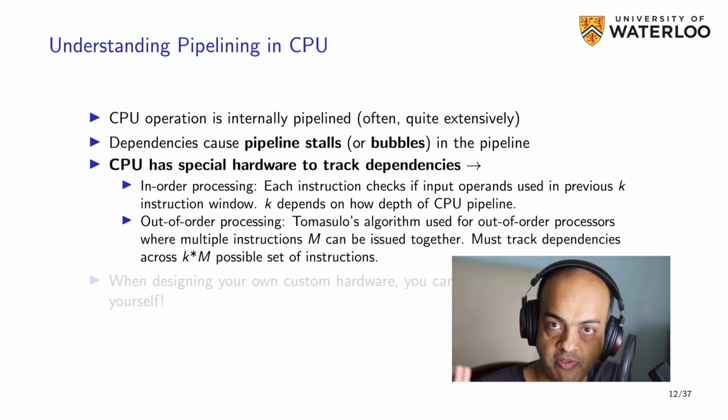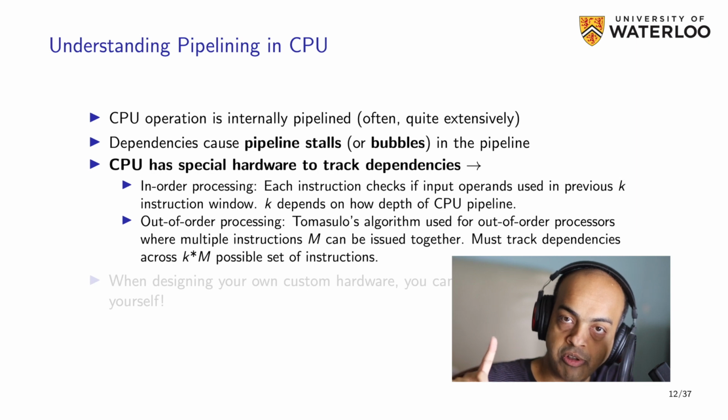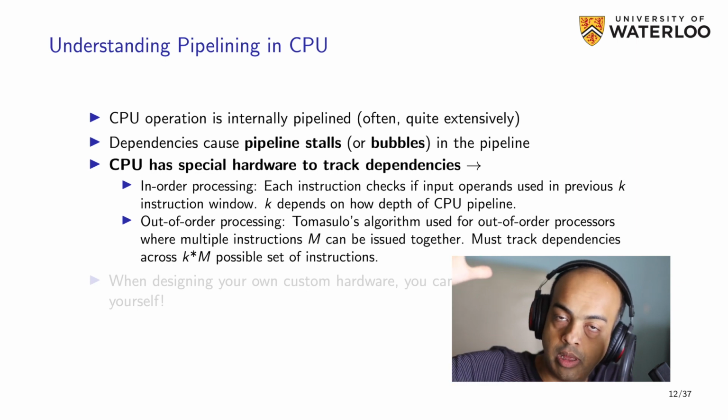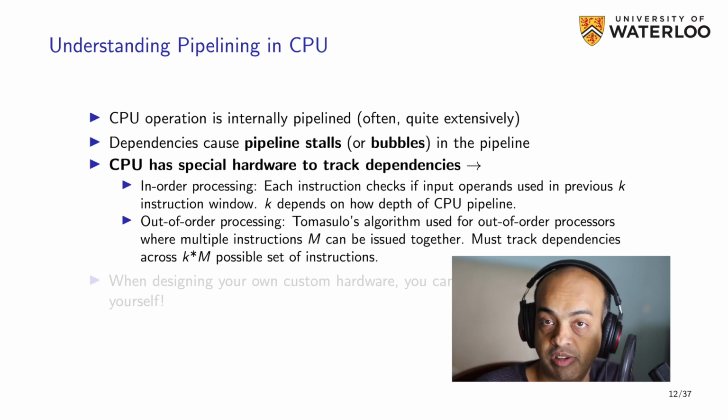So if, for instance, I have m things that I can issue in parallel out of order, and the depth of the pipeline is k, at most I will have m times k possible instructions in flight that may create dependencies with the m new instructions that have been fetched, right?